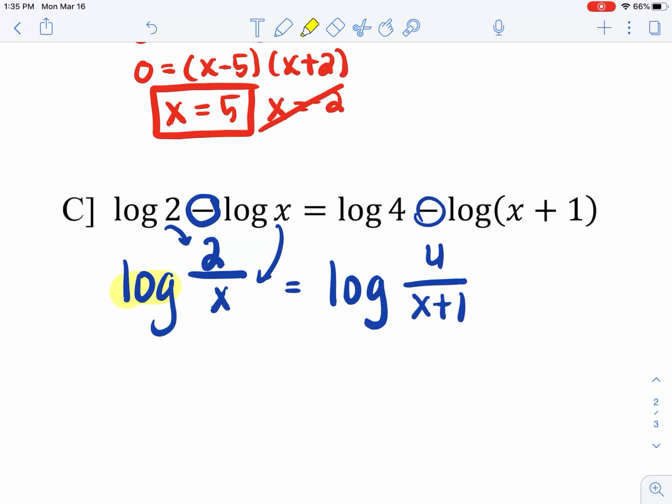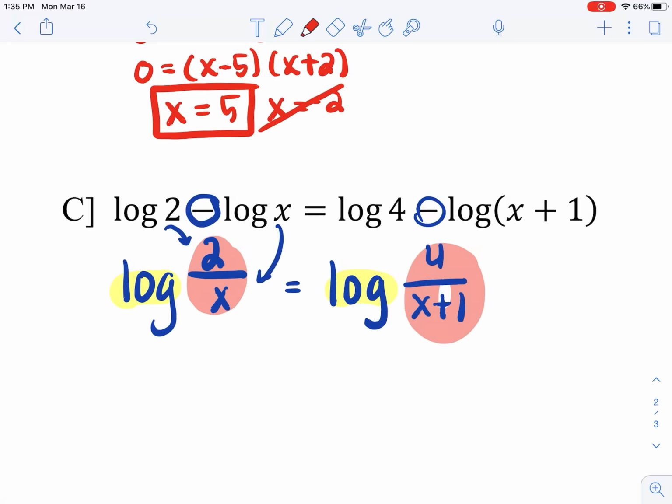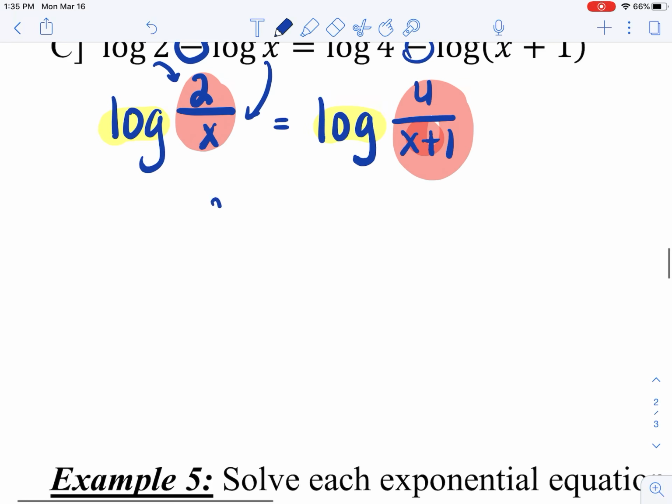Now, it's just like the problems in example 2. You already have a log on each side. In order for those logs to be equal to each other, their arguments have to be equal to each other. So I can set the arguments equal to each other to solve for x. 2 over x equals 4 over x plus 1.